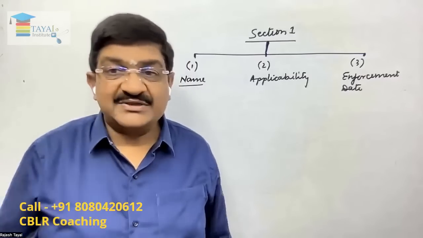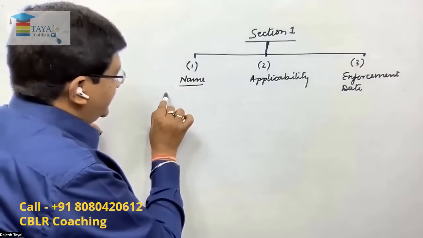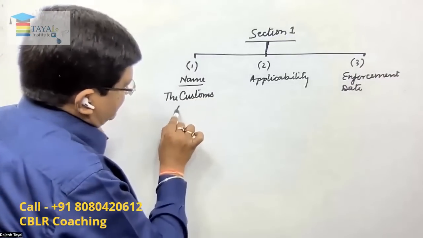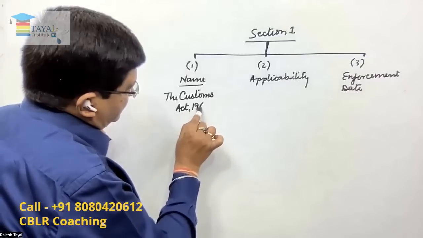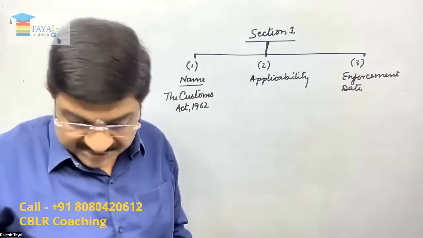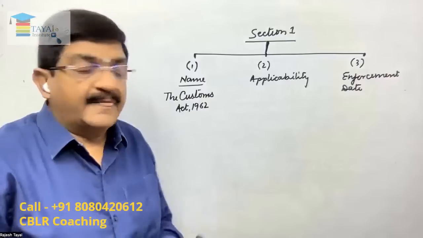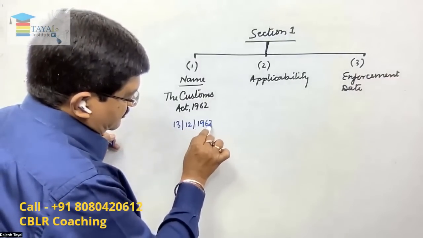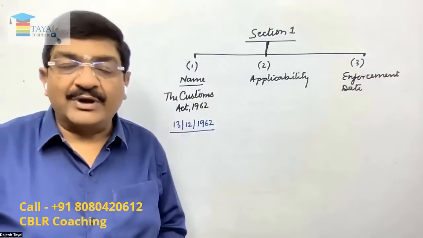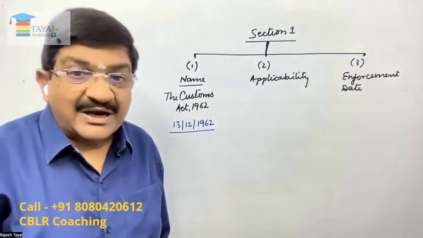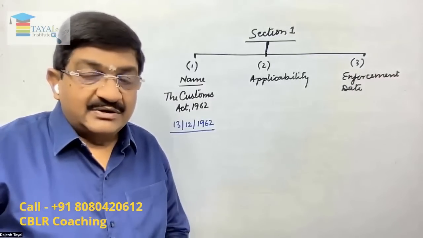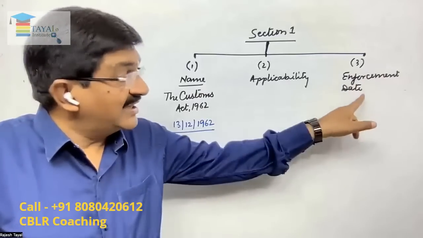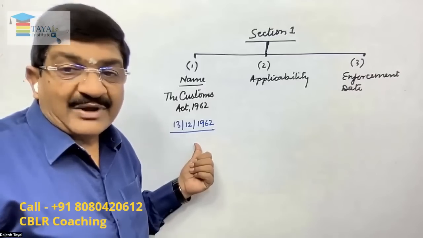Name of the Act, we already discussed earlier. This is the Customs Act, 1962. Because this was approved by the Parliament on 13th December 1962. This is the date of approval of the Act by the Parliament. Later on, it was further sent to the President and then it was signed. And after signing, the date was fixed, the notification was issued, and then that date will come here. This is the date of approval by the Parliament.